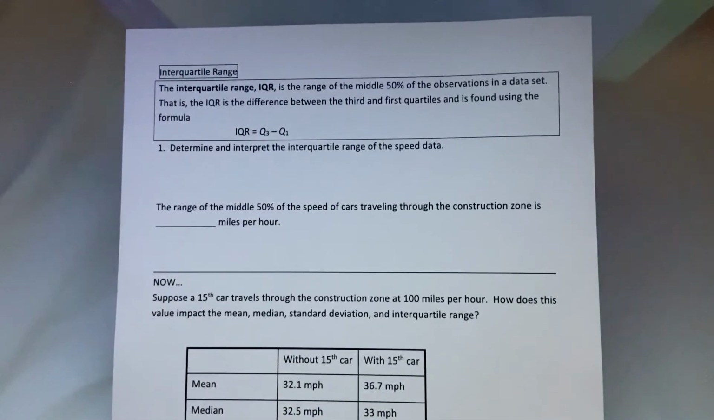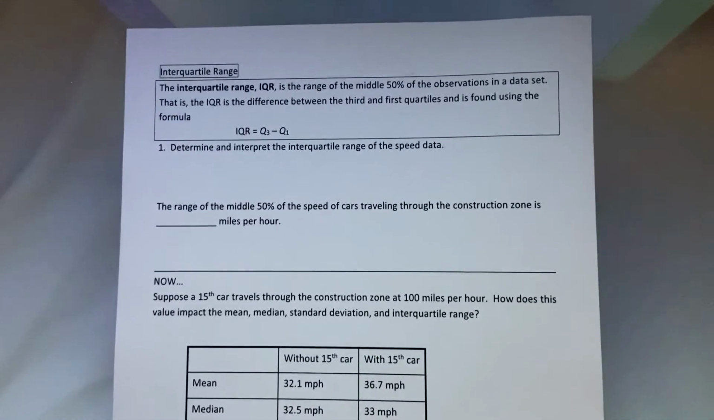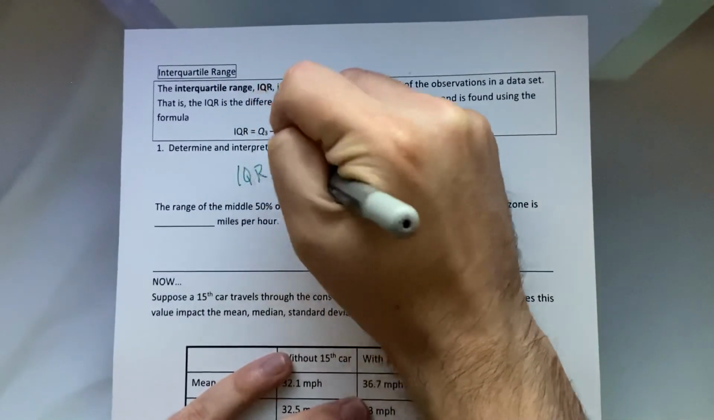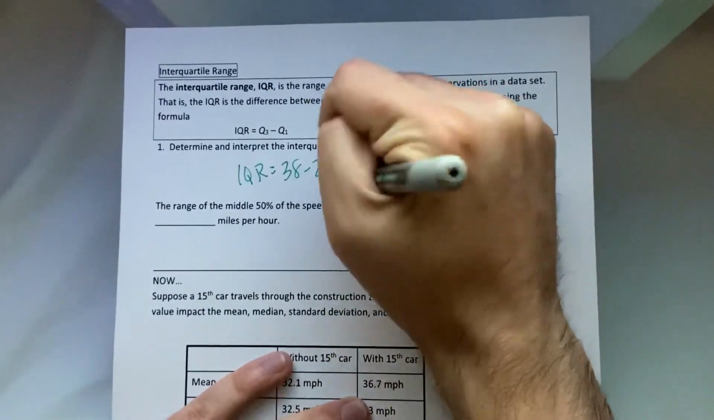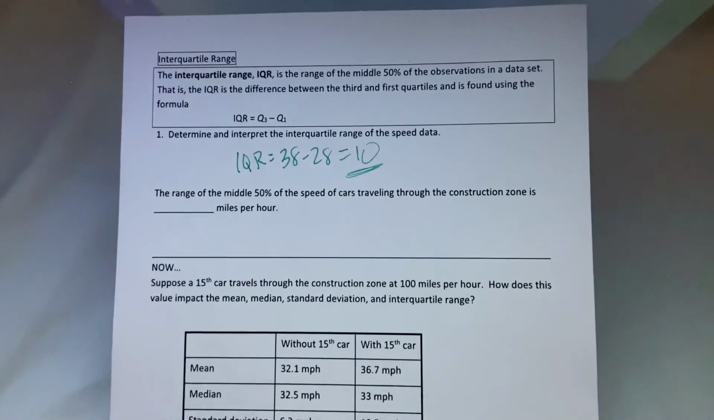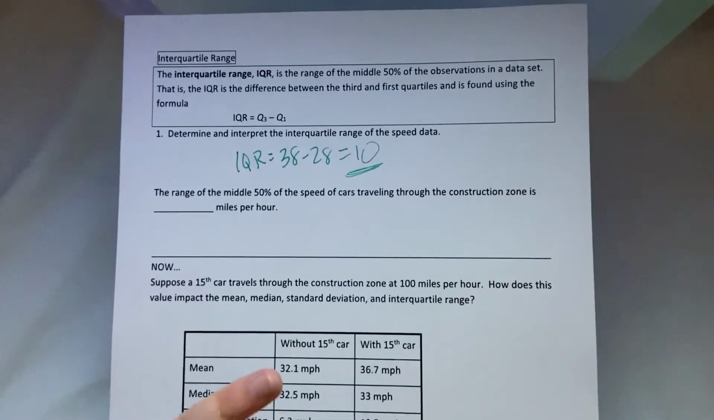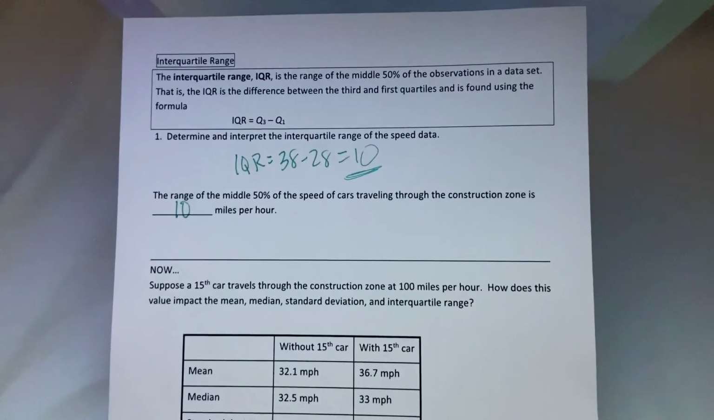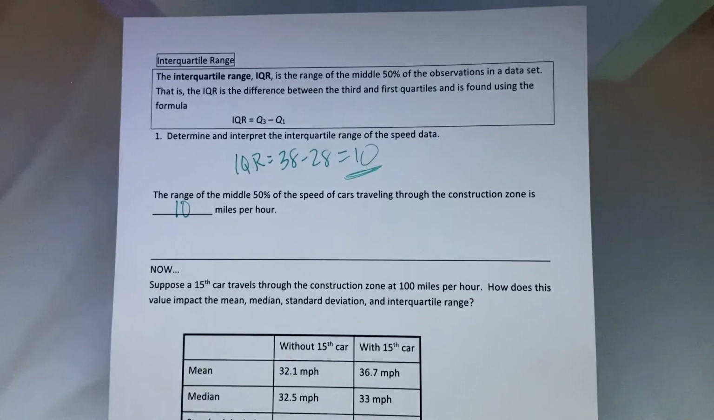So to determine and interpret the interquartile range, if we recall from the last page, 38 minus 28 is 10. What does that mean? It means the range of the middle 50% of speeds of cars traveling through the construction zone is 10 miles per hour. Remember, the range is the largest minus the smallest. Now we will continue this and roll straight into 3.5 in the next video.